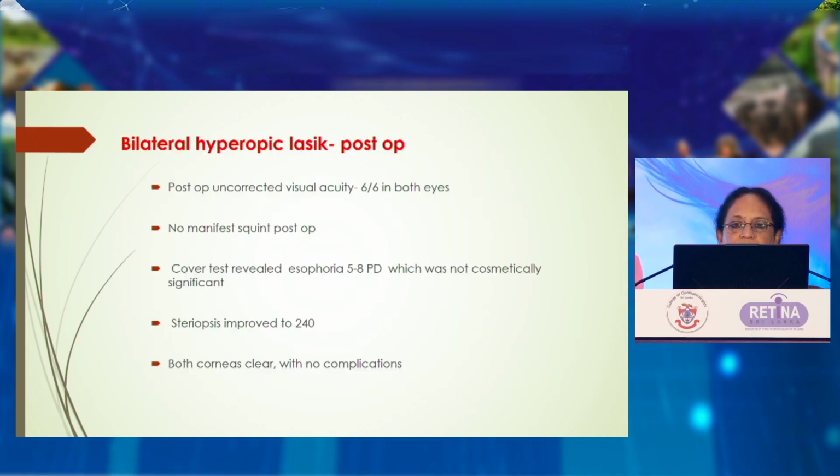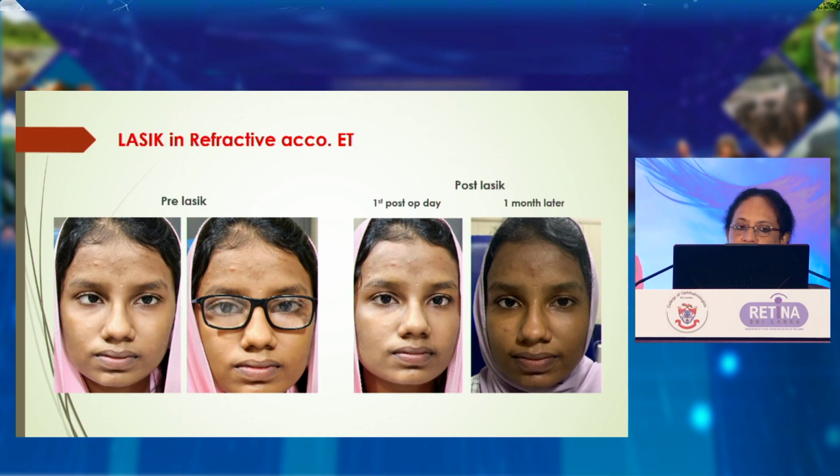Postoperatively in that patient, she attained 6/6 vision in both eyes. And you can see the pre-op pictures. It's an esotropia corrected with glasses. This is just after LASIK. On the first day, the esotropia is gone and the refraction is corrected, and this is a 1 month later picture. That means both esotropia and hypermetropia were corrected in one single sitting.